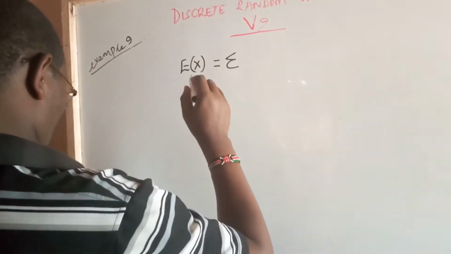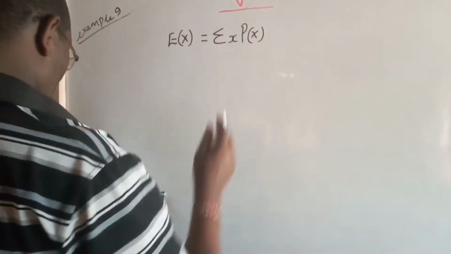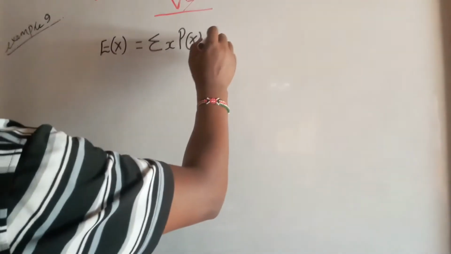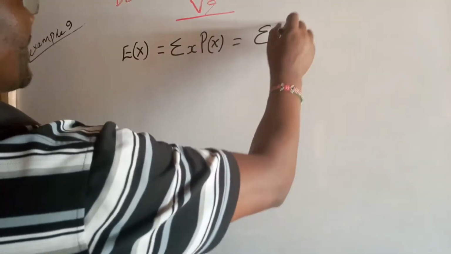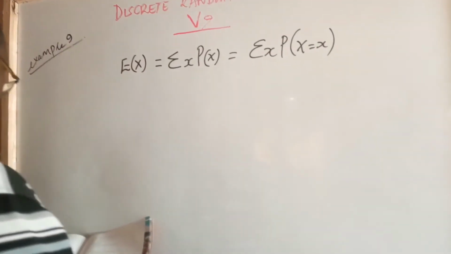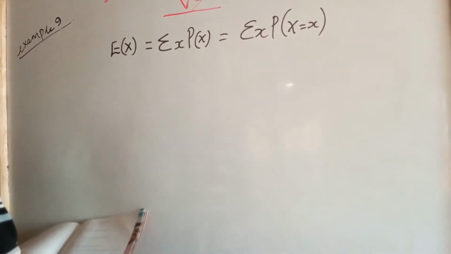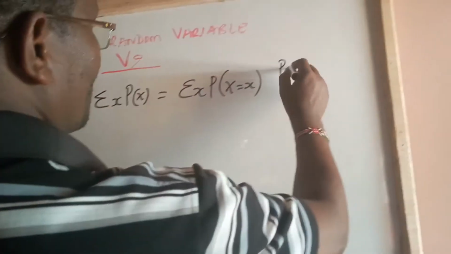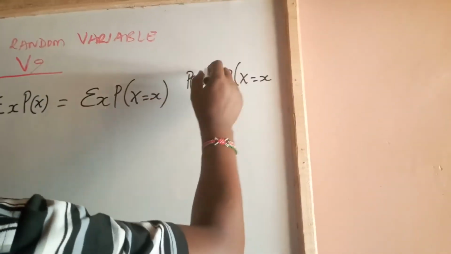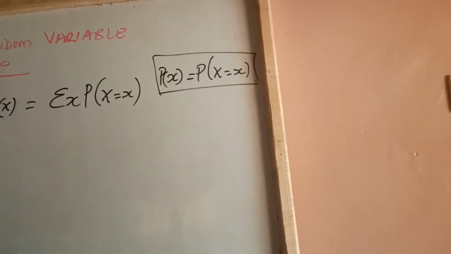sigma x, probability of x, which is also the same as sigma x, P(X = x). Please remember that anytime we have P(x), the probability of x, it is the same as the probability of X equals x. Remember, this is also very true.